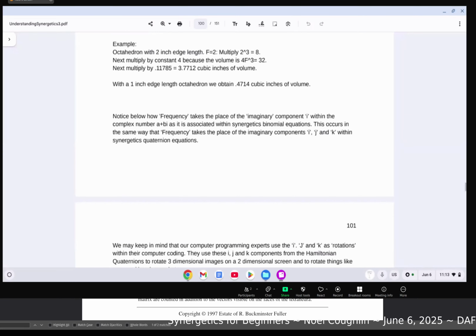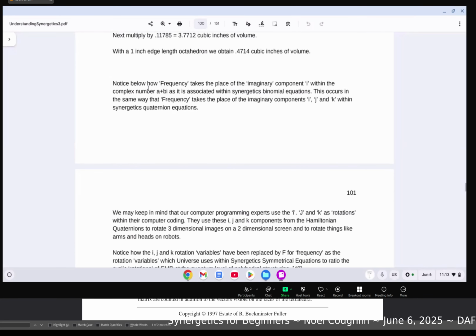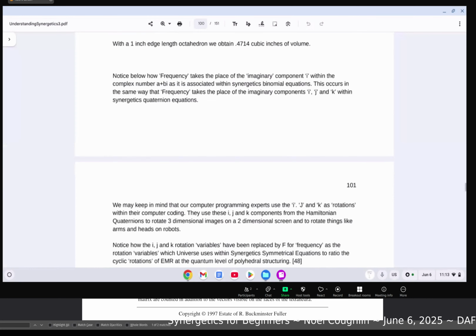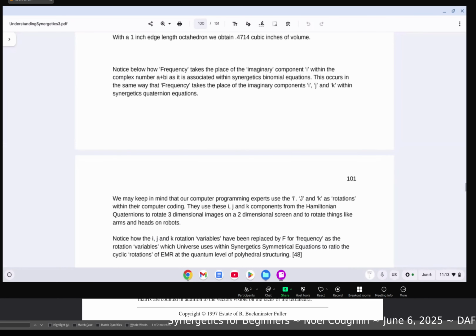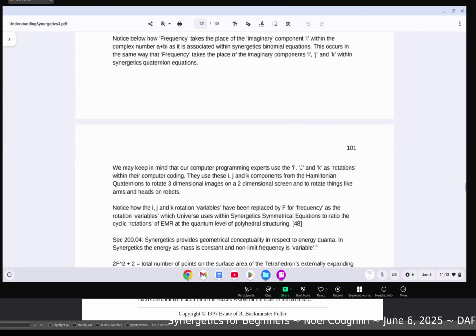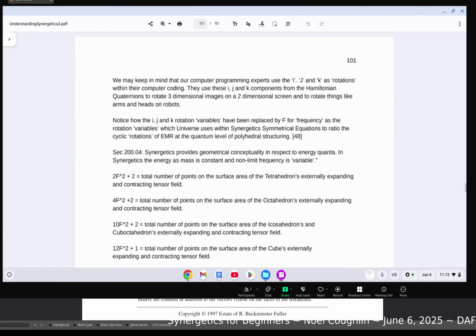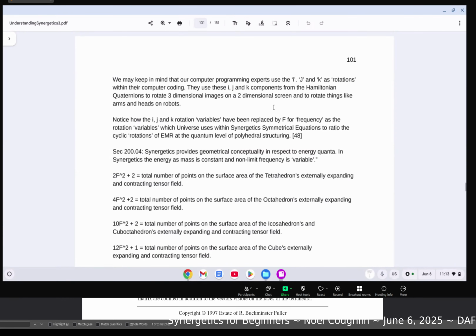You see, notice below how frequency takes the place of the imaginary component i within the complex number a plus bi, as it is associated within Synergetics binomial equations. Now, this occurs in the same way that frequency takes the place of the imaginary components i, j, and k within the Synergetics quaternion equations. So our computer programmers use the i, j, and k as rotations, maybe not in their coding, but in the way that they're programming their computers.